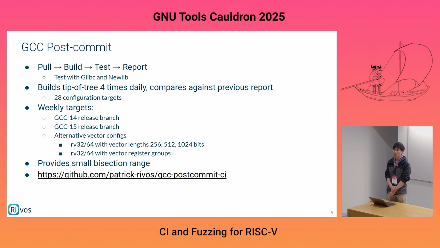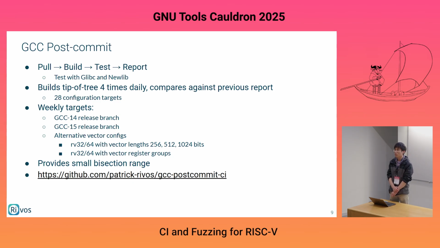Additionally, we have some weekly targets where we run the post commit on 14 release, 15 release, just to make sure that any backports don't happen to break those release branches, as that would be very bad. And we also test a couple of alternative vector configurations, such as those with different vector lengths of 256, 512, 1024 bits, and different vector register groups.